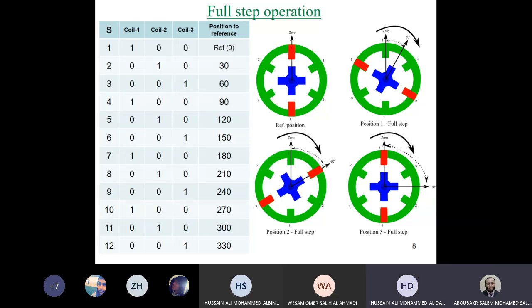Victor, Fadal, can you repeat the last point again?